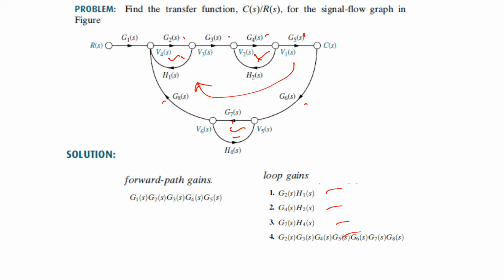Also in this case you can see that there is only one forward path, that is from this to this. There is only one path, and if there is any other path then we can write. So this to this, there is only one forward path. So the forward path gain in this case is written as G1, G2, G3, G4, G5.